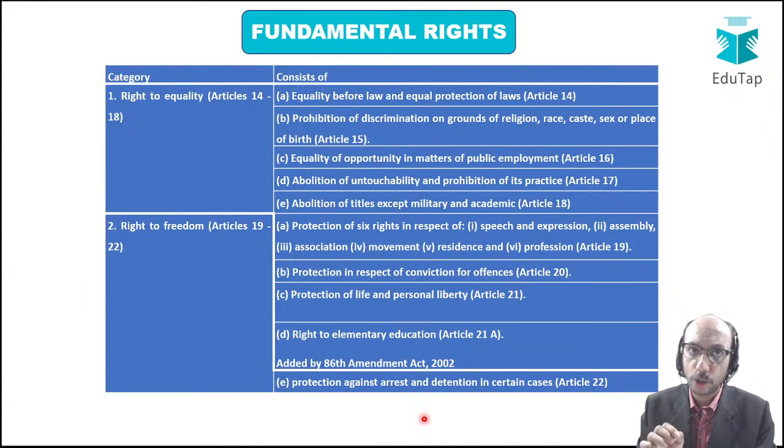Now, what does equality talk about, right? Right to equality basically covers articles 14 to 18. I have given you a complete list of articles, and you should commit these articles to your memory. आपको याद होना चाहिए पूरा का पूरा. For example, Article 14 talks about equality before law and equal protection of laws. Article 15 talks about prohibition of discrimination on grounds of religion, race, caste, sex or place of birth. Article 16 talks about equality of opportunities in matters of public employment. Article 17 talks about abolition of untouchability. Article 18 talks about abolition of titles except military and academic titles, right?